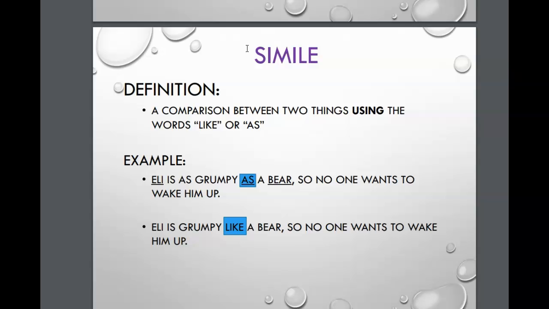Next, we have a simile. Simile is a lot like metaphor because it is also a comparison between 2 things. The only difference is that it will use like or as.